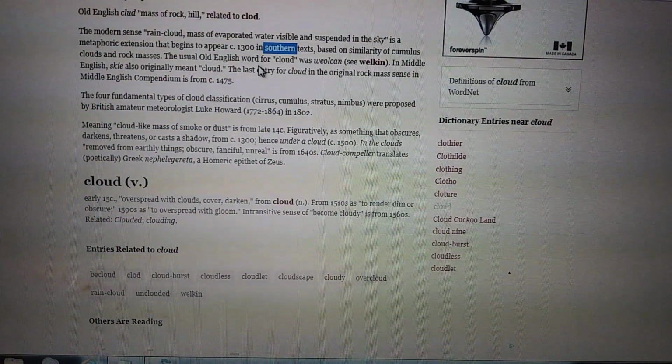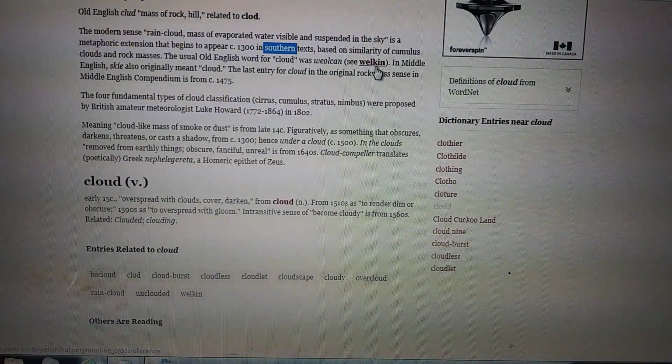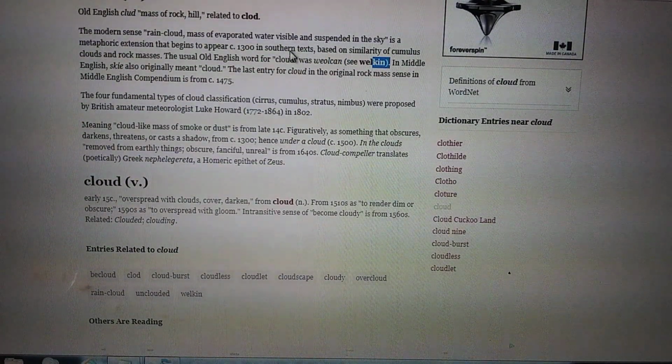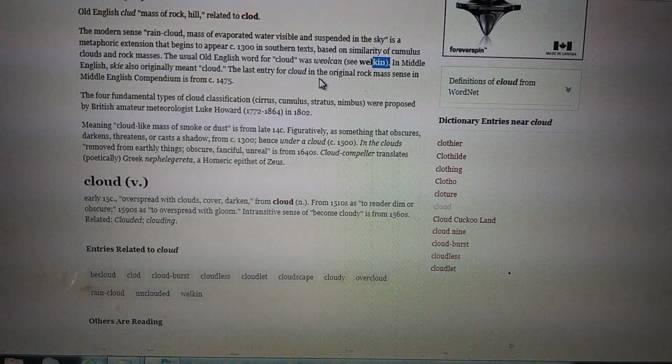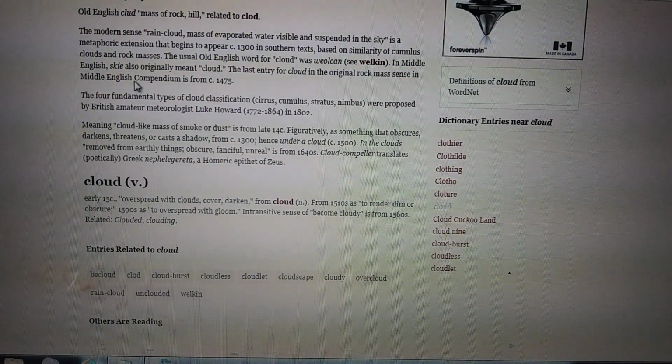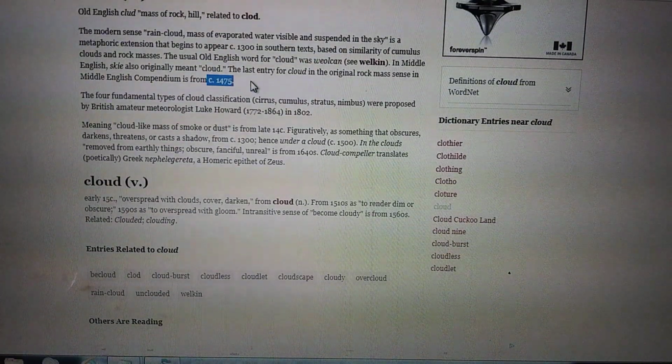The usual Old English word for cloud was welkin, right? See welkin, right? But if you notice, looking in the old, weokan, right? Kin, con, it's all the same. In Middle English, sky also originally meant cloud, okay? The last entry for cloud in the original rock mass sense in the Middle English Compendium is when? Circa 1475.